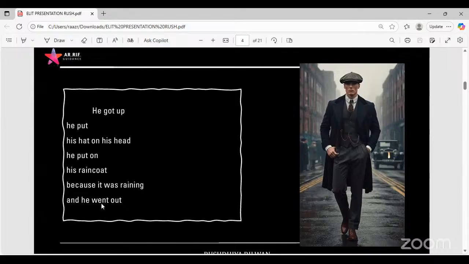Okay, so this stanza connects strongly to the main theme of the poem: the emotional distance, lack of communication, and broken relationships. Broken relationship means what, guys? If a love is broken, if lovers get a breakup, you all know, right? In a relationship breakup, they will cry.